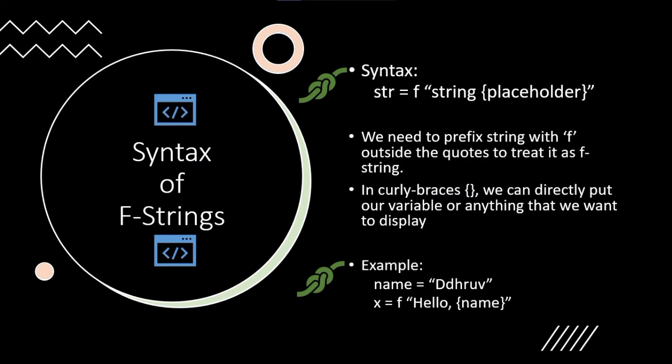So let's understand the syntax of f-strings. To create an f-string, we just need to prefix our string with letter F, and inside the string we have to put the curly braces which will act as a placeholder. Inside the placeholder we just need to put our variable, and when we execute that, the placeholder will be replaced by the value of that. A very small example: I have already created a name variable and assigned some value to it. To format my string, I have prefixed it with letter F, and inside that I have put the curly braces which will act as a placeholder, and inside that I have put the variable which is name.